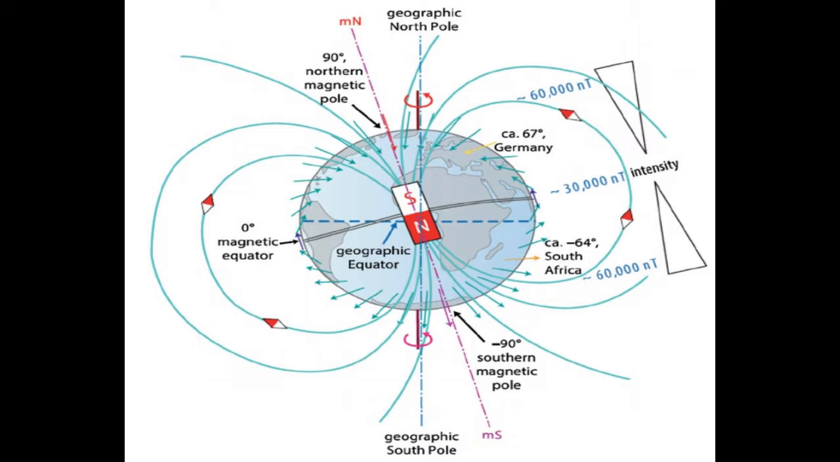What doesn't have a magnetic field is the moon. The moon is really not spinning, or at least not spinning very fast. It's only turning once every 28 days. So no magnetic field is generated.